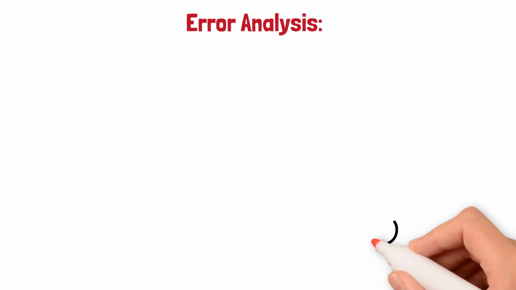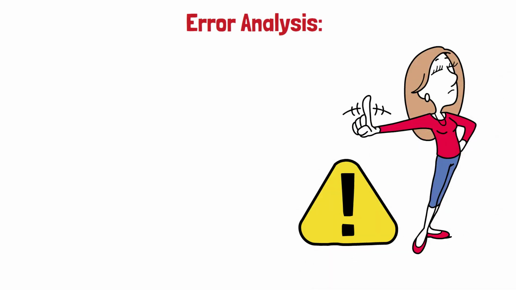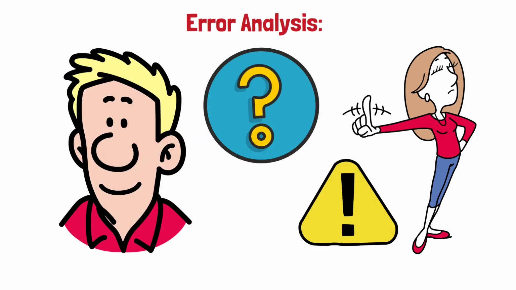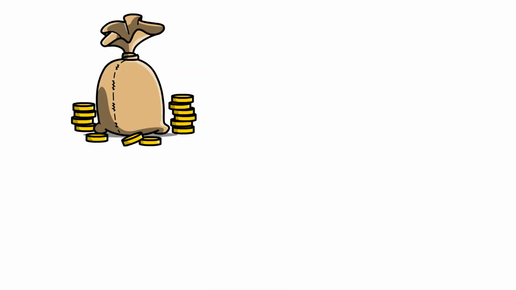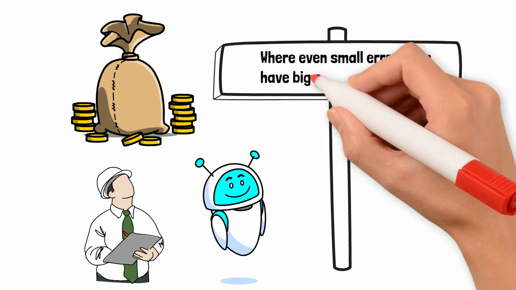Error analysis. Every approximation comes with an error. Numerical analysis doesn't just give answers, it measures how far those answers are from the truth, so we can trust the results. This is critical in fields like finance, engineering, and AI, where even small errors can have big consequences.